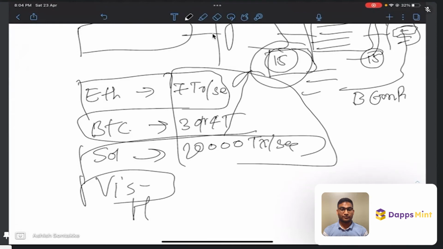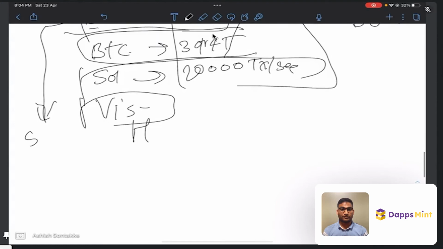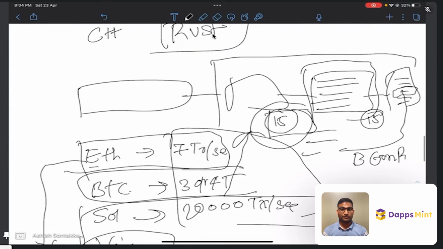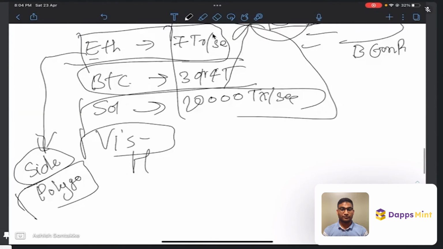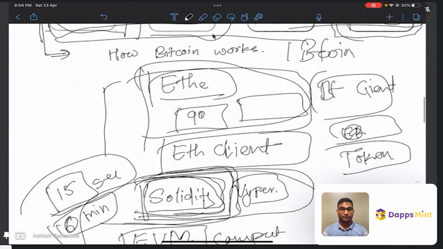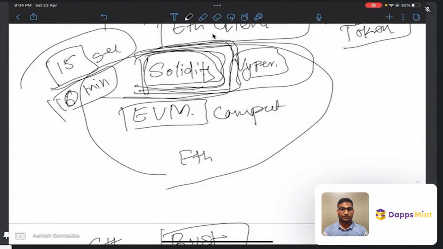That's why for Ethereum, because it is very slow, we have something called side chains. For example, Polygon is a side chain. Matic also is a side chain to ETH. What does a side chain do? It combines transactions and sends them as a single transaction. So what it can do?